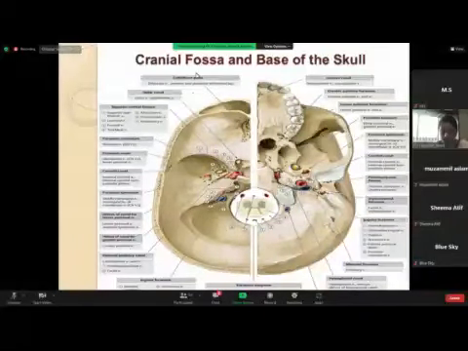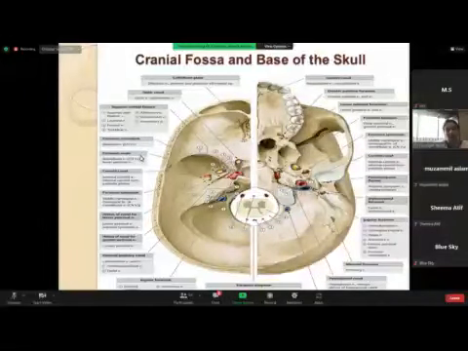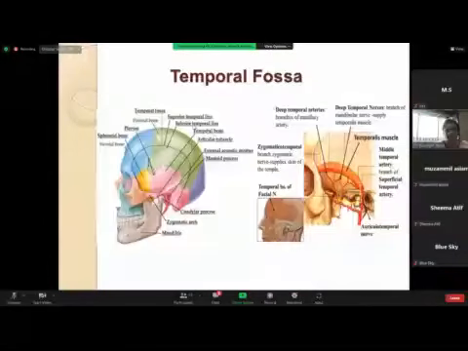Now, coming to the fossas present in the facial region, we have the temporal fossa. The temporal fossa is present on the lateral side of the skull. It is bounded superiorly by the superior temporal lines and inferiorly by the zygomatic arch, which is part of the facial skeleton.